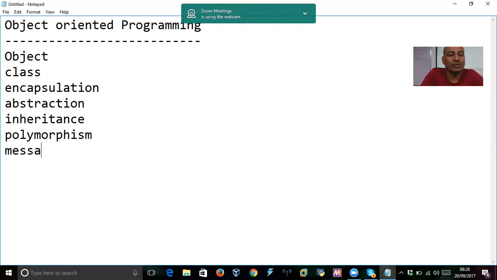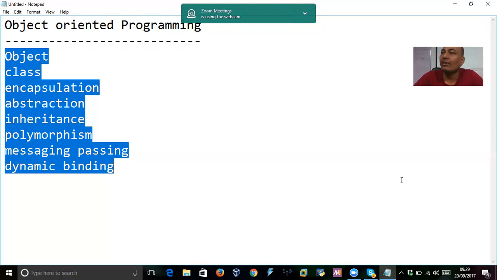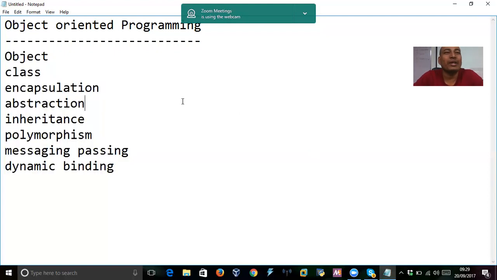Message passing, of course, is there even in functional programming or C language. These are additional qualities again. And dynamic binding. All these are features of OOP. Any programming language having these features, I can call object-oriented programming. I hope this is clear to all of you, my dear students, friends, brothers and sisters. Okay, brothers and sisters also, nothing to worry. Now, are you clear with this? I hope you got some idea.